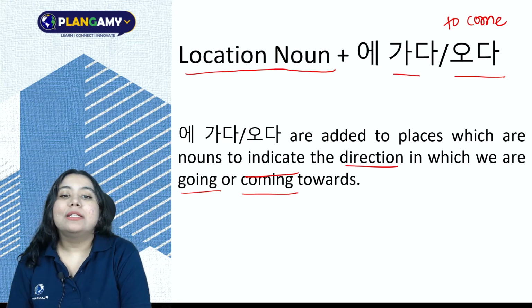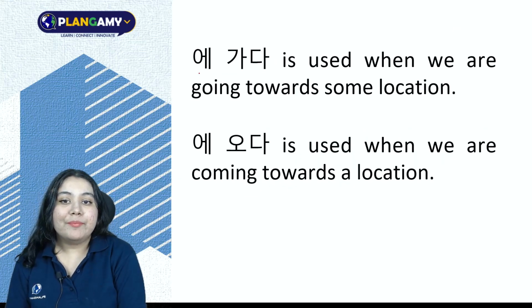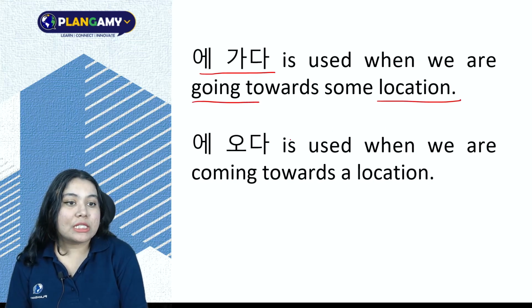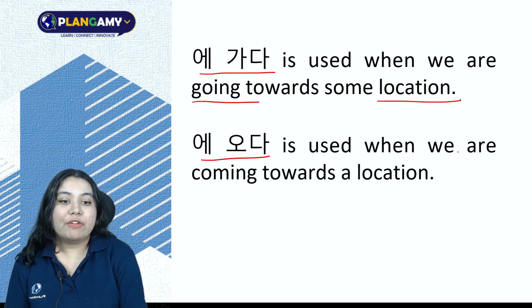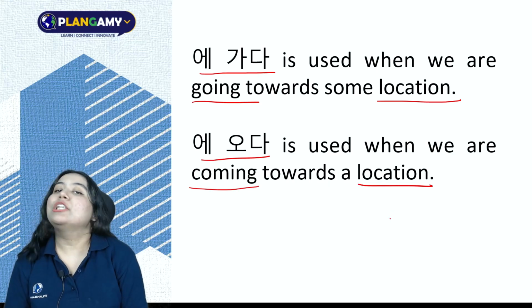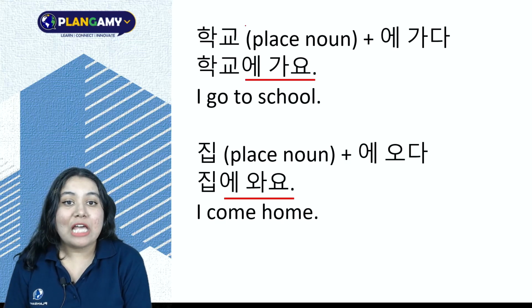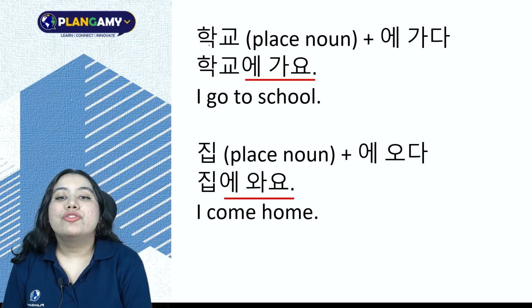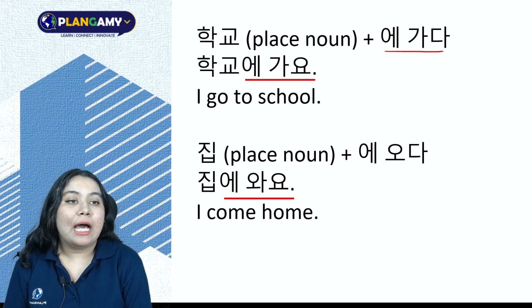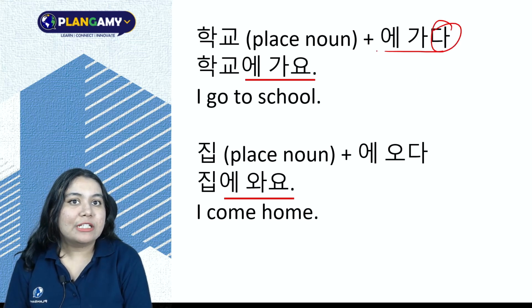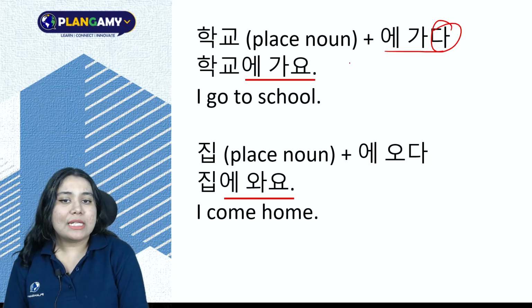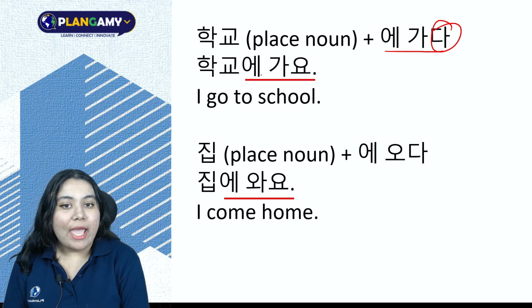Now let's see how I'll add these two words. 에 가다 is used when we are going towards a certain location, whereas 에 오다 is used when we are coming towards a certain location. Let's see examples. I have 학교. It's a place noun. It's a 장소. So to 학교, I'll add 에 가다, and we know the 다 form we can't use. We have learnt 가요, simple present tense. So this becomes 학교에 가요. I go to school.